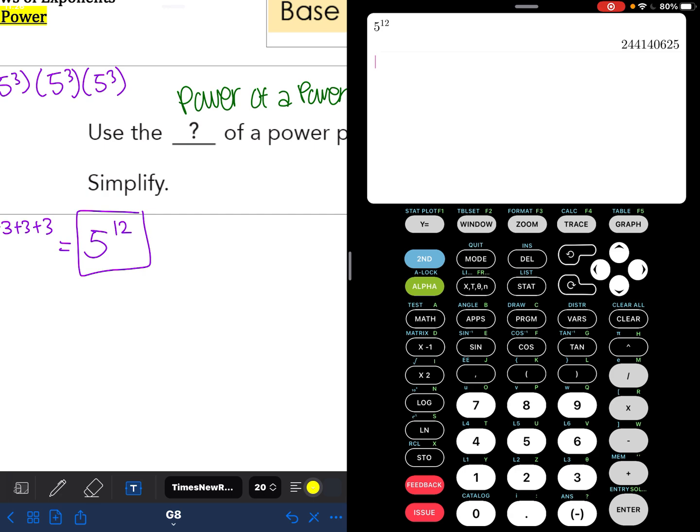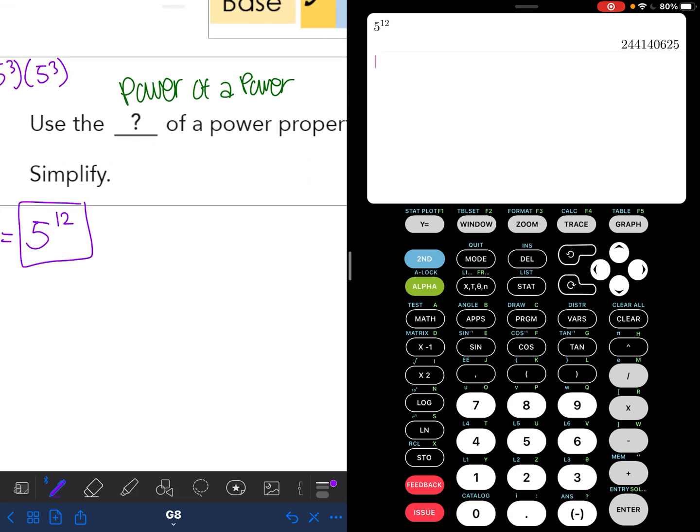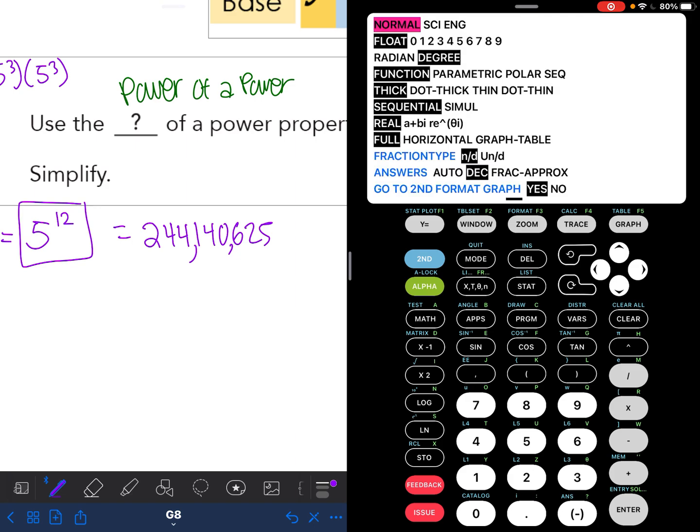That is a big number. Okay. And it makes sense, right? So this is 24,414,000, and oh, that is not even 244 million. Okay, 244 million.